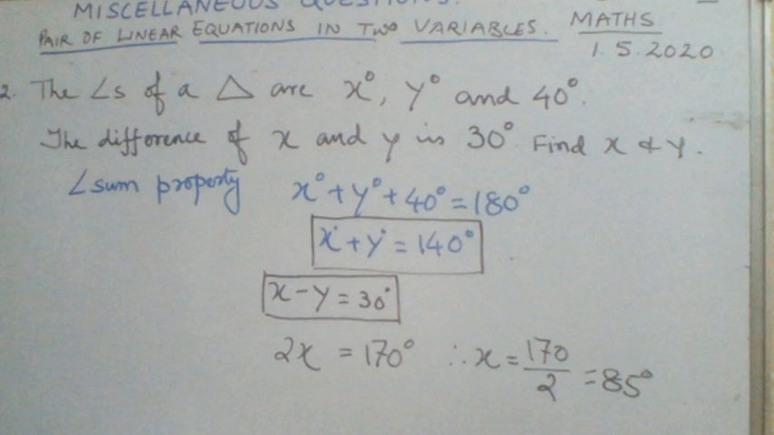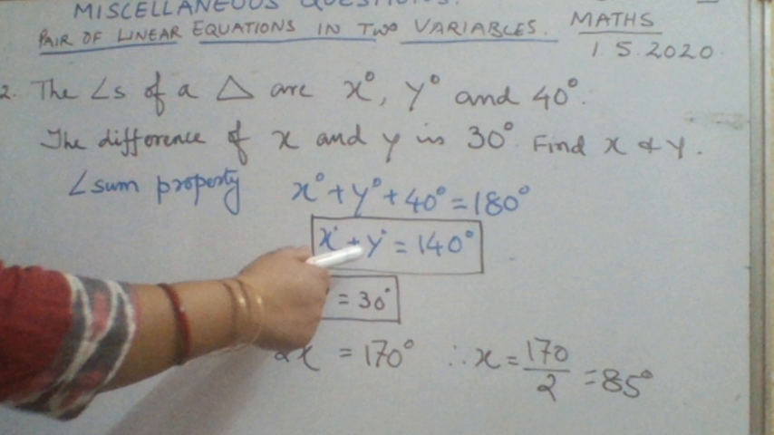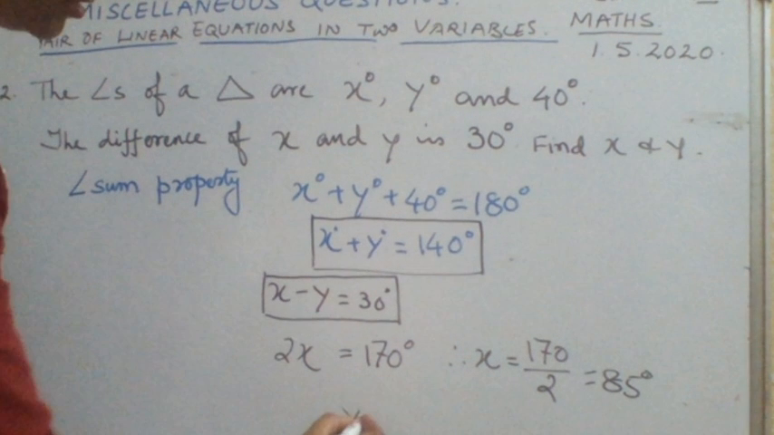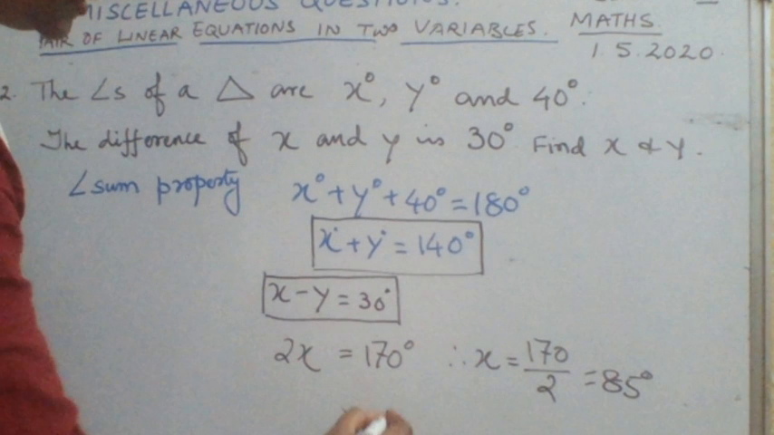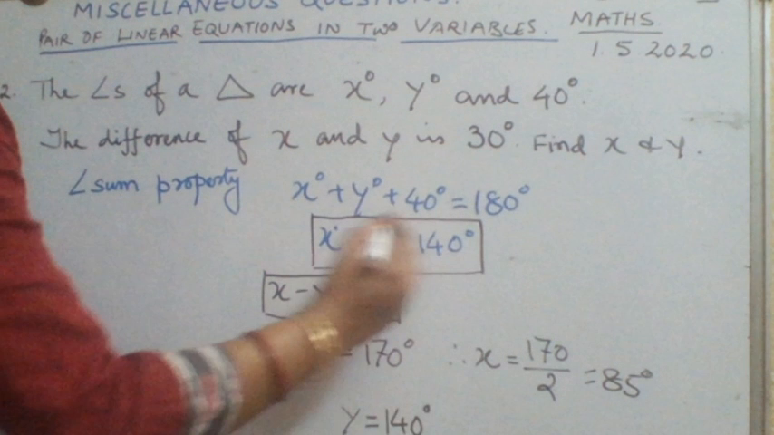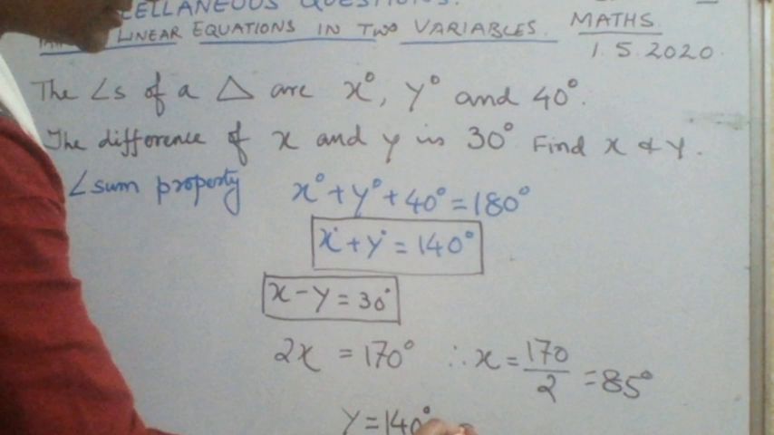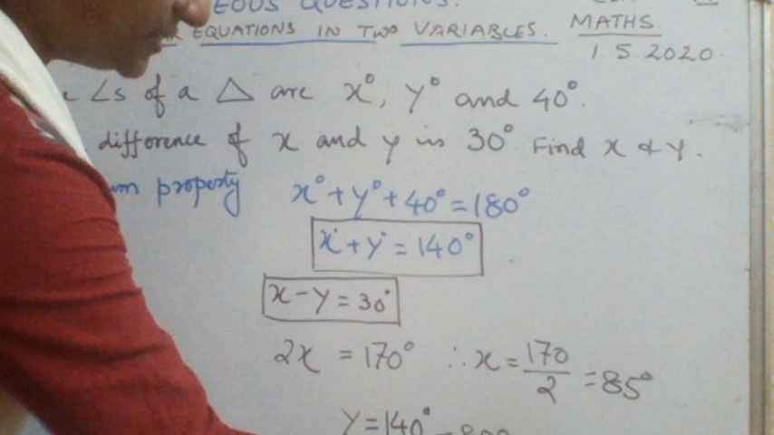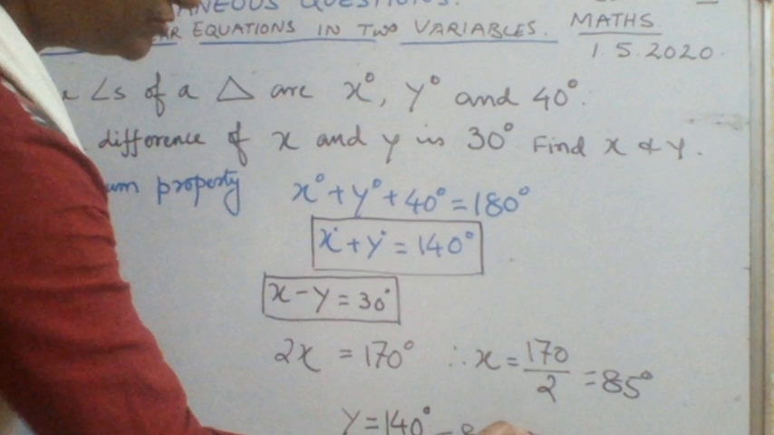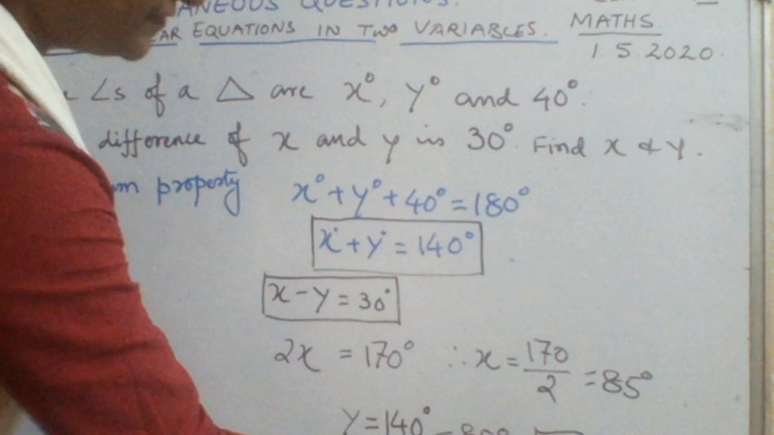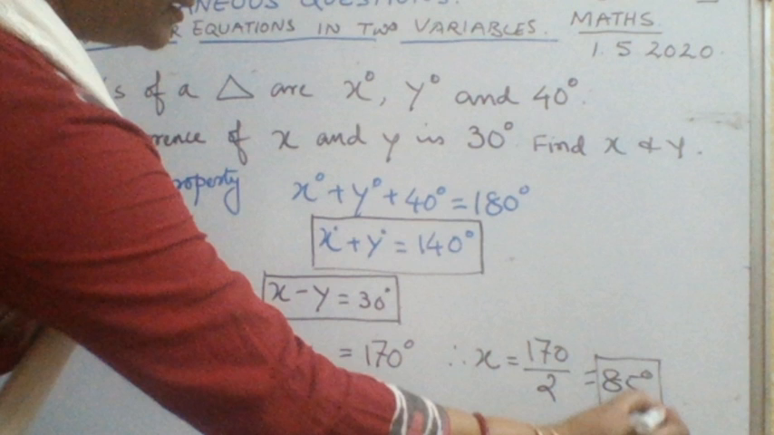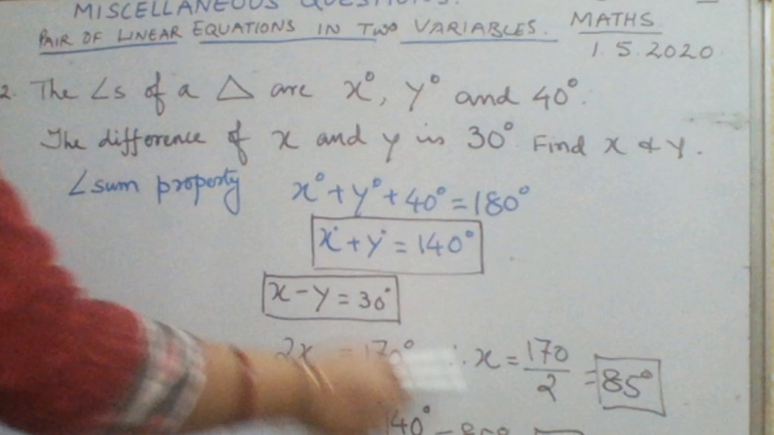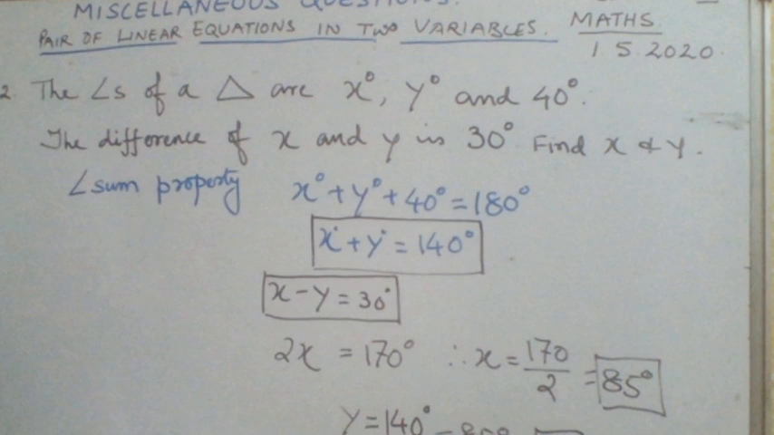Now, if you put x equal to 85, then y will be equal to 140 minus x, that is minus 85, which gives you the answer as 55 degree. So the two angles are 55 degree and 85 degree. You can check that the difference between these two angles is also 30 degree. Okay, clear all of you?